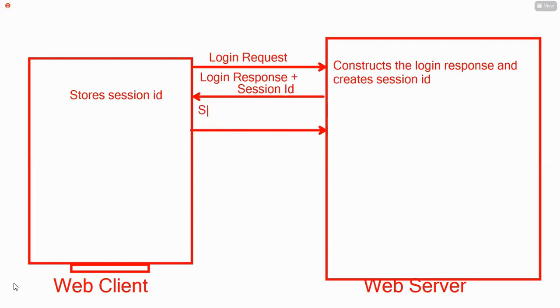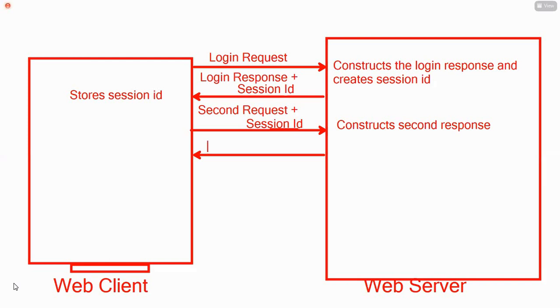After that, the second request. What will happen? The second request comes, and the session ID comes. Then it will understand whose client it is with that ID. It can recognize. Okay. Now it constructs the second response. Now just the response only is passed. Second response. Okay. Like this.